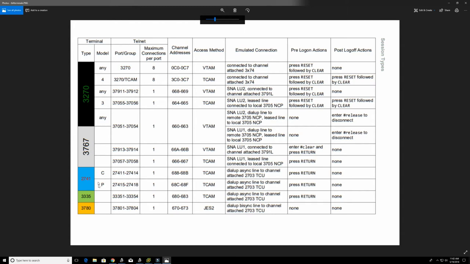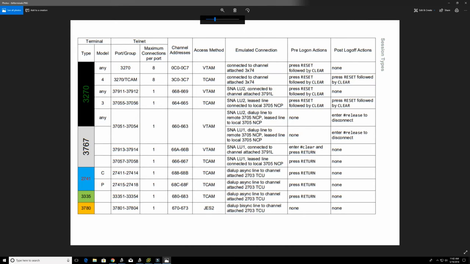This is for remote job entry. We'll not talk about remote job entry today, or 2741 terminals. Those are handled slightly differently. But we need to understand that if we have a model that is connected on this kind of port, C0 through C7, then it goes through VTAM, and that's channel attached.